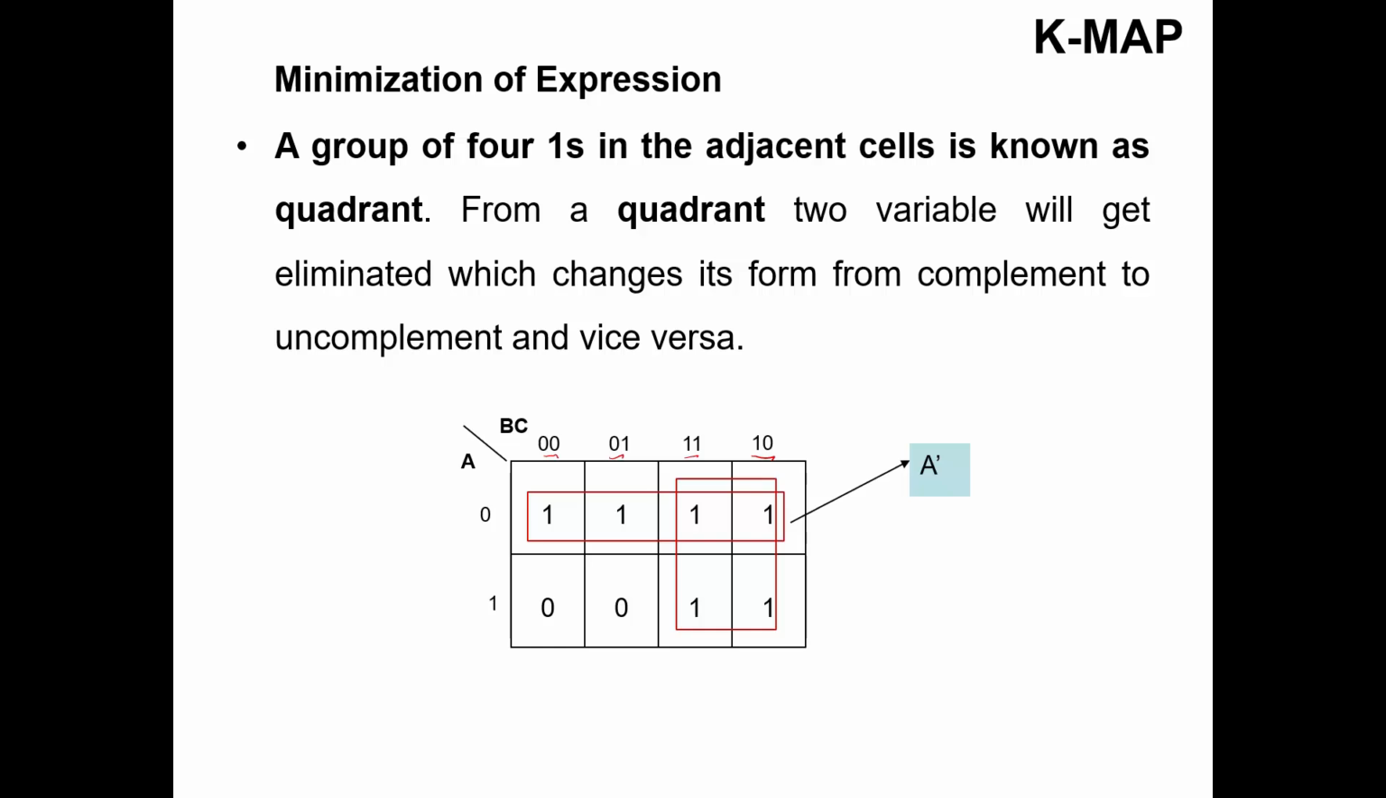While the output for the other group will be here, if you see the second group, the value of B is not changing, while the value of C is changing from 1 to 0, and the value of A is again changing from 0 to 1. So the output will be B.